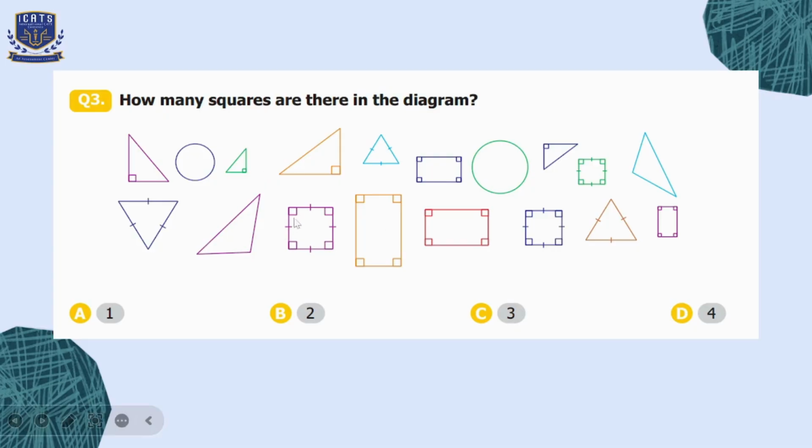So if you look at these tiny lines, these lines are representing that the length of this shape is of the same size. So now we have 3 such shapes which have 4 right angles and 4 equal sides. So this is our shape number 1. It is our first square, then square number 2, and then square number 3. So we can say that we have 3 squares here.